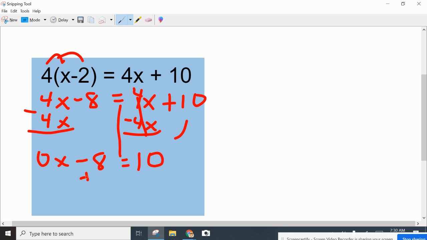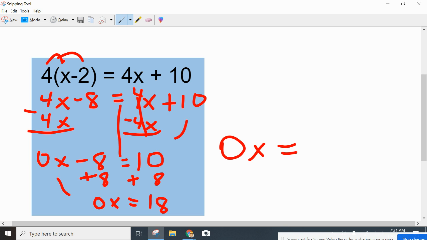Then I have to get rid of my constant. I have to move my constant over to the right. So now I'm going to bring this down and get 0x equals 18. If you look back in your notes, 0x equals 18 is what it's telling me. You're telling me something times 0, 0 times a number equals 18.